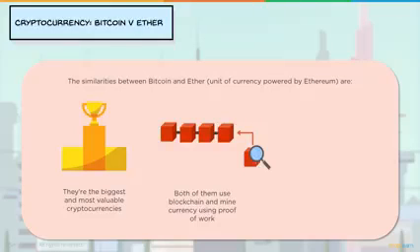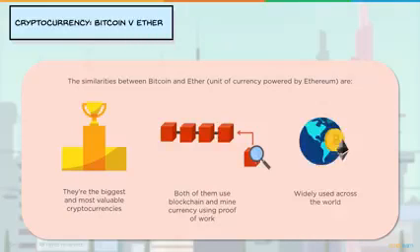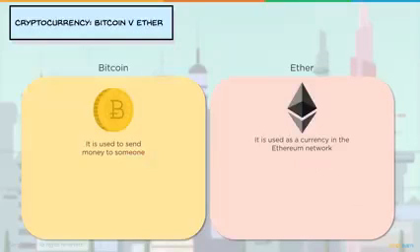Currency is mined using a method called proof of work, which is a form of mathematical puzzle that needs to be solved before a block can be added to the blockchain. Finally, these are widely used across the world. Now, let's talk about the differences. Bitcoin is used to send money to someone. This is very similar to how real-life currency works.